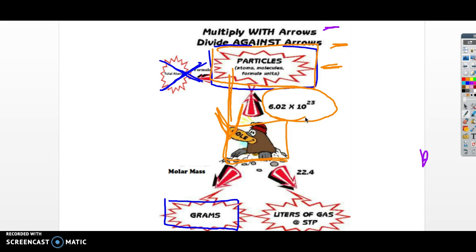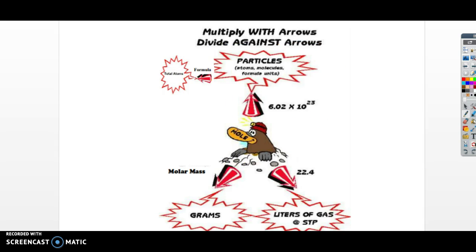So essentially, you can do this for the entire map. Later on, I can just say go from moles to liters, and you know you're going to multiply moles times this number. If I ask you to go from grams to moles, I'm going against the arrow, so I'm going to divide grams divided by molar mass.